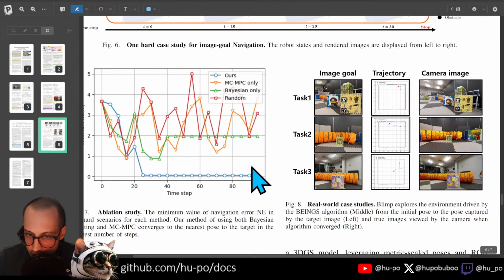Image goal navigation. Image goal, camera image. So you can see these two are very similar, so the image similarity is probably going to be very close, which means that you've basically gotten to your goal.